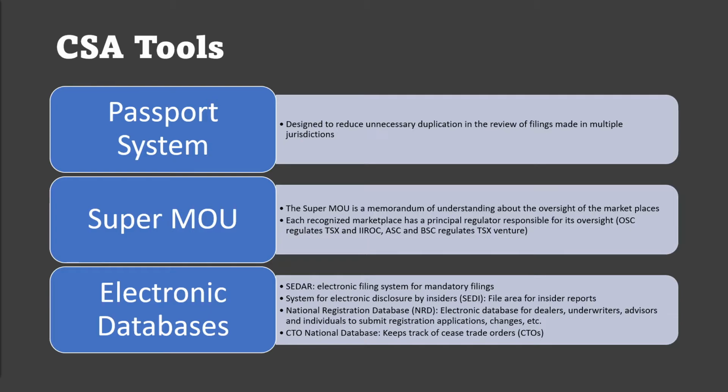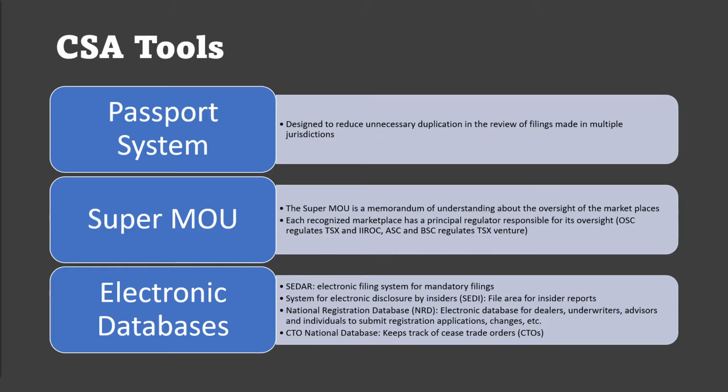Now, the CSA does have various electronic databases. They use SEDAR, which is an electronic filing system for mandatory filings. Every public company does need to publish things like earnings reports on SEDAR. You also have the System for Electronic Disclosure by Insiders, SEDI, where insiders would file their reports.